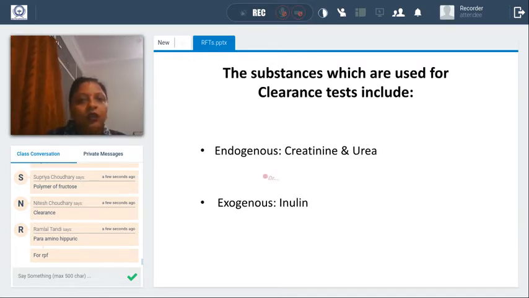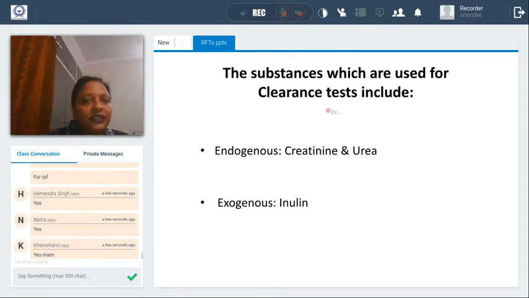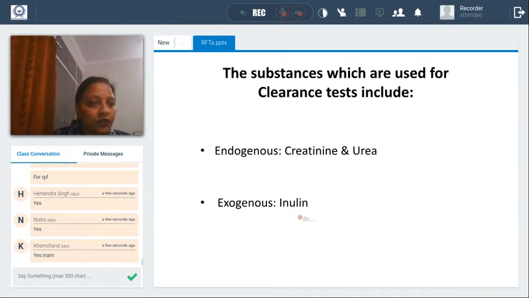The substances which are used for clearance tests include, first, endogenous creatinine and urea. You all know these are metabolic products. Exogenously, we can use inulin. What is inulin? It is a carbohydrate, a fructose polymer, a homopolysaccharide of fructose.